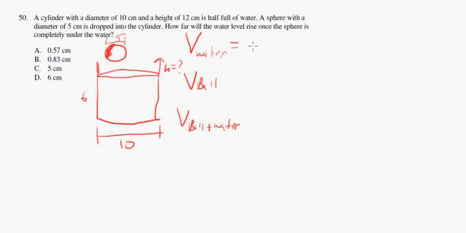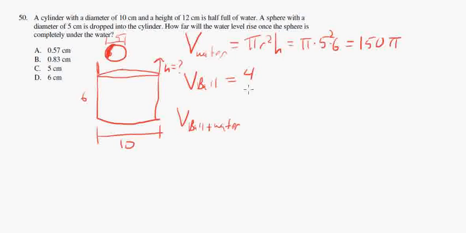So the volume of the water we can calculate using the volume of a cylinder, pi r squared h. This will be pi times, the radius is 5, because it's half the diameter, times 6. This will be 150 pi. 5 squared is 25, times 6 is 150.